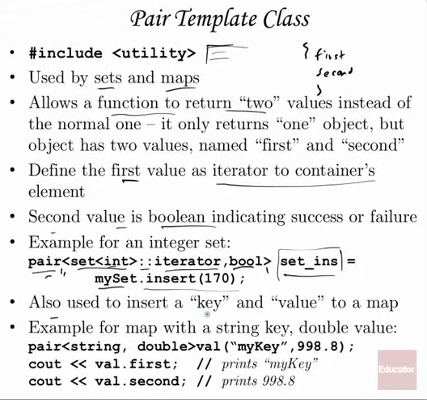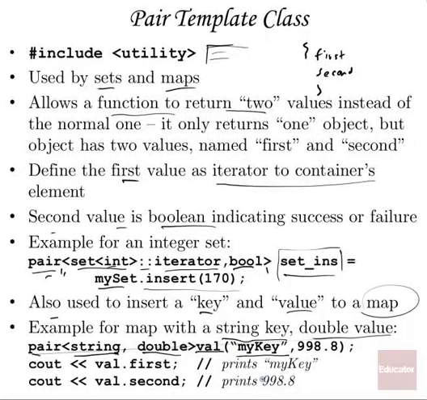And we also use a pair for keys and values in a map object. So in that case, the first element will be the type of your key, the second element will be the type of your value, and you will insert that pair into your map. So here's an example for a map with a string key and a double value. So we define the pair. String is the type of the first. Double is the type of the second. And here's the variable, which is the pair.